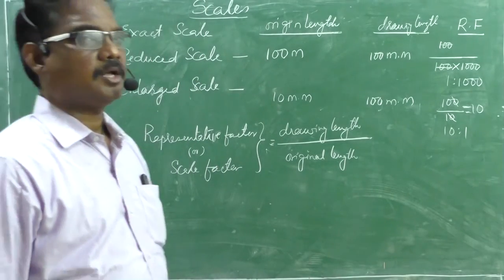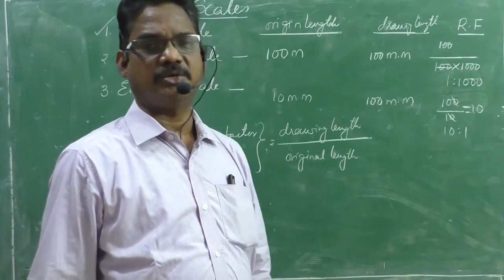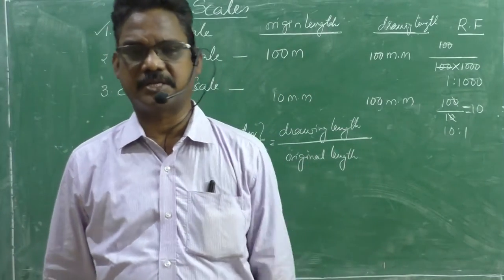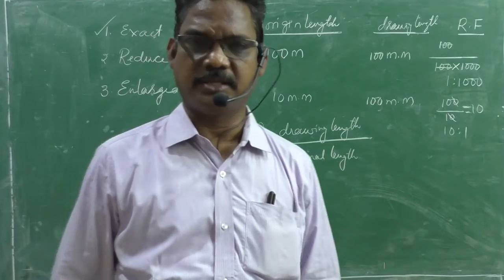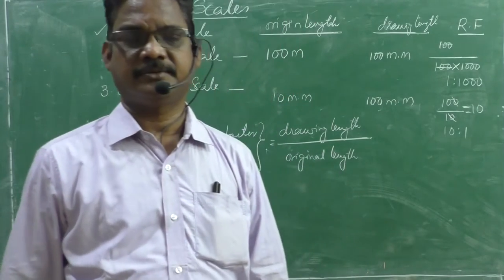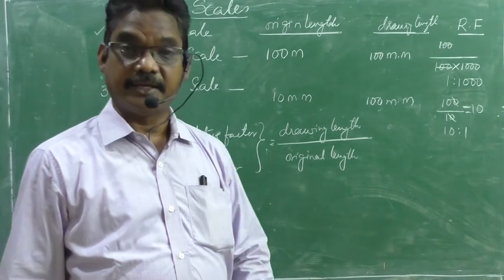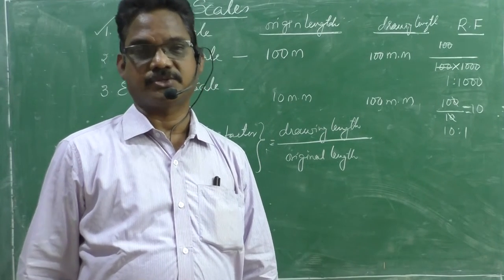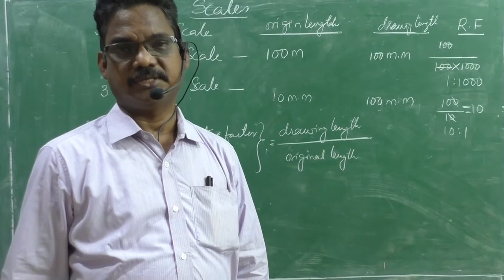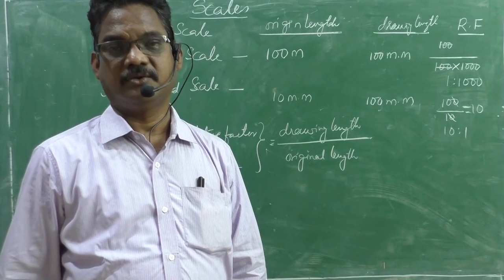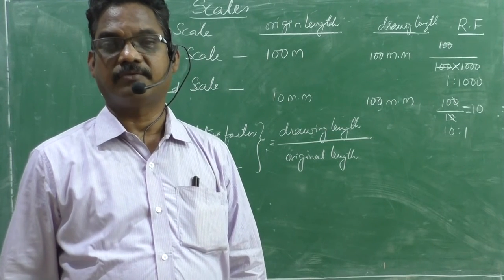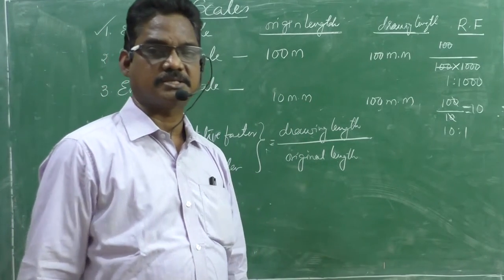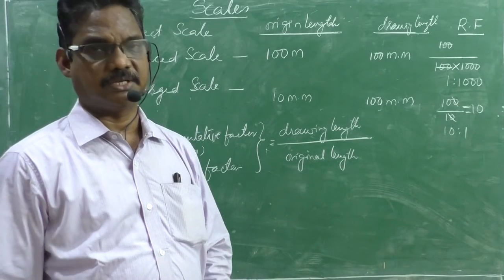Now, what are the different scales generally used in engineering drawing? Here five types of scales are used. One is the plane scale. The second is the diagonal scale. The third is the comparative scale. The fourth is the vernier scale. The fifth is the scale of chords. These are the five types of scales used in engineering drawing.